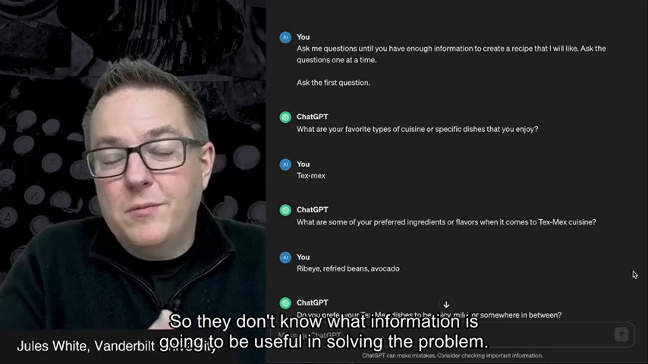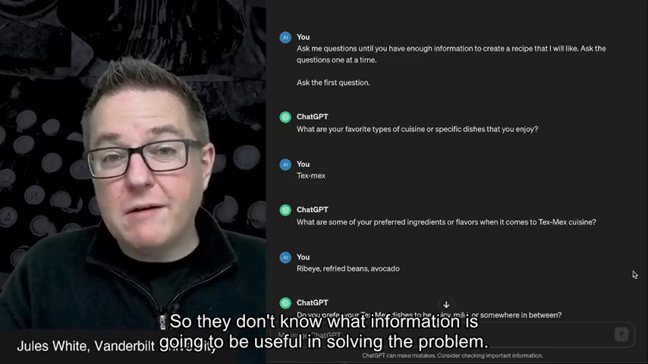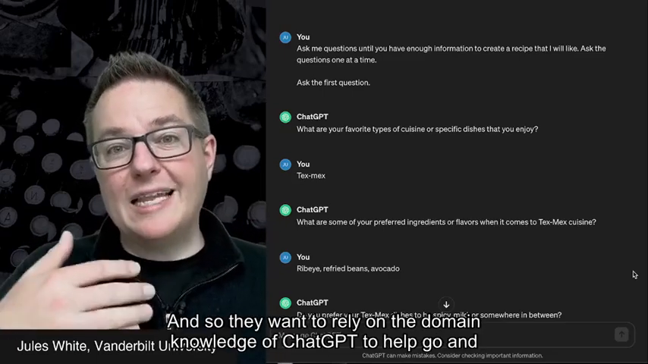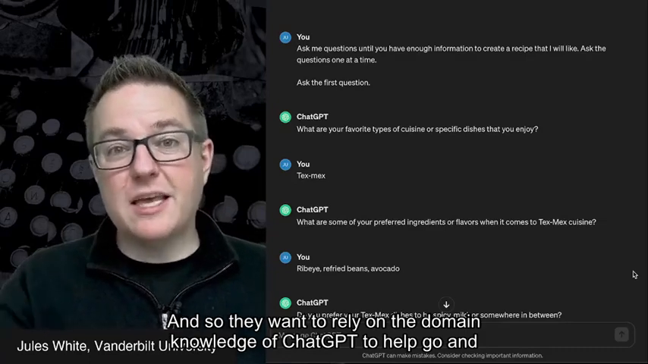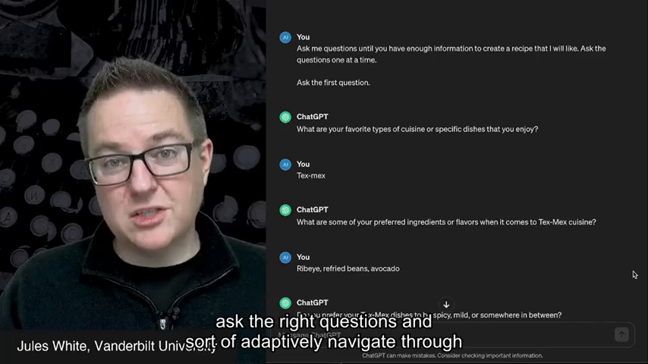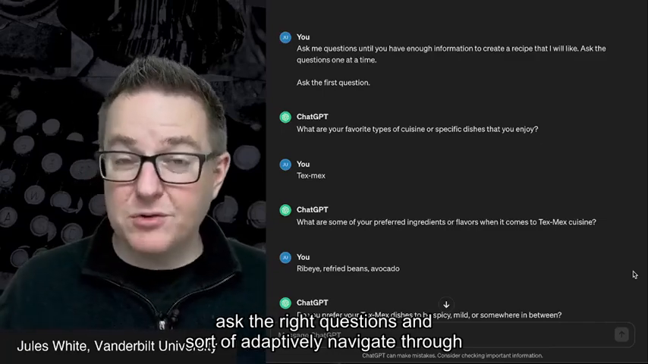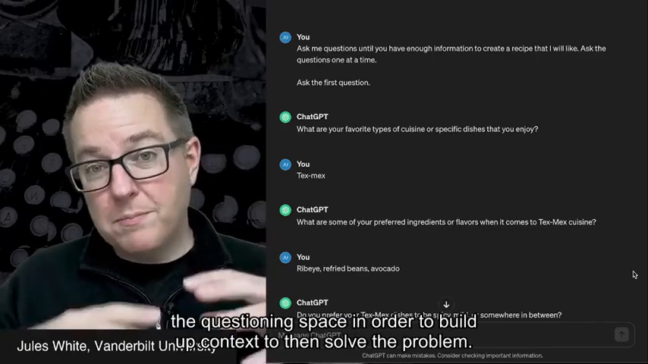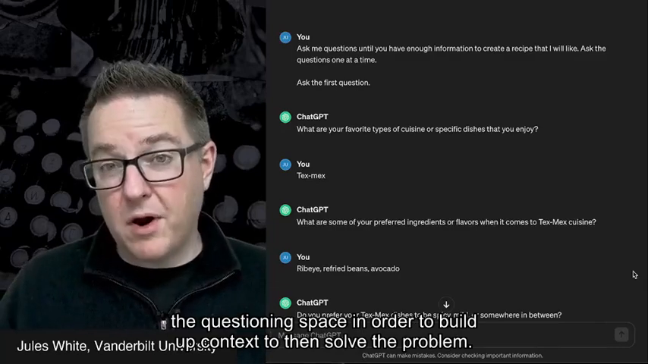So they don't know what information is going to be useful in solving the problem. And so they want to rely on the domain knowledge of ChatGPT to help go and ask the right questions and adaptively navigate through the questioning space in order to build up context to then solve the problem.